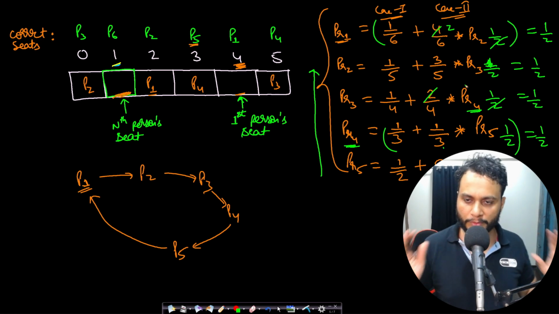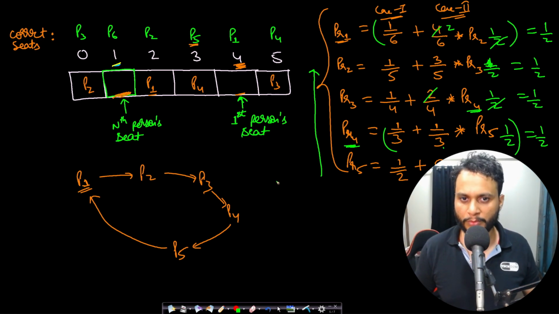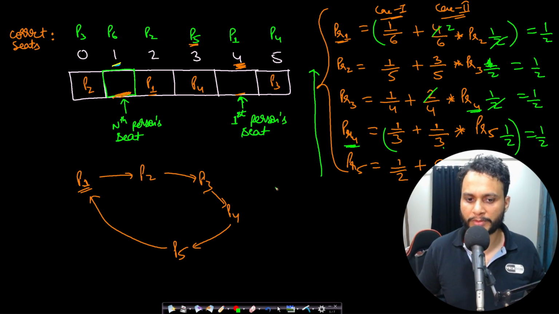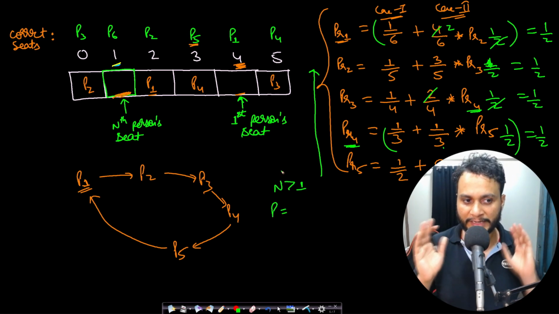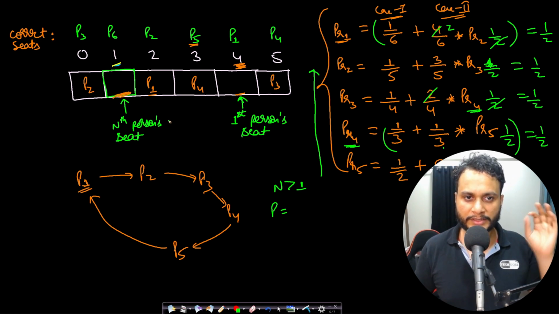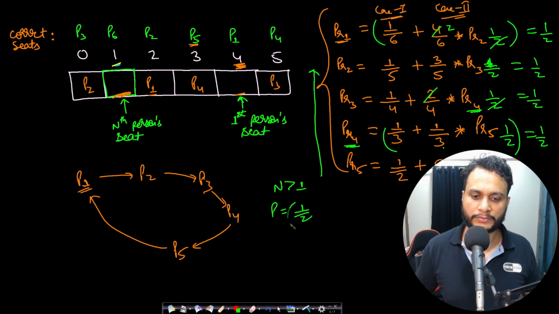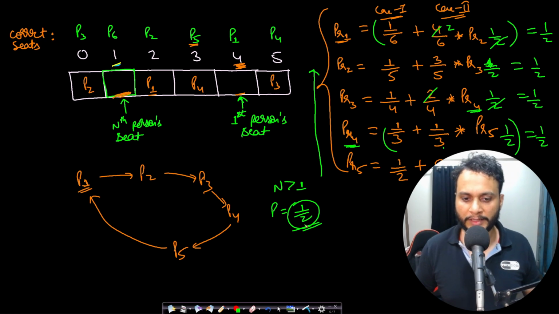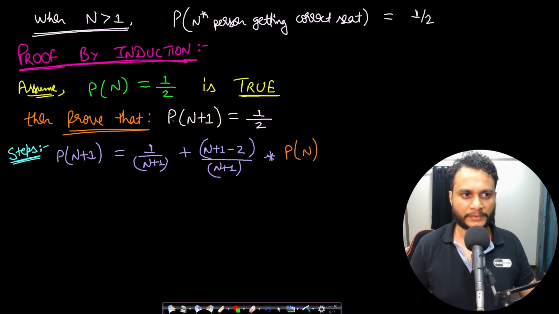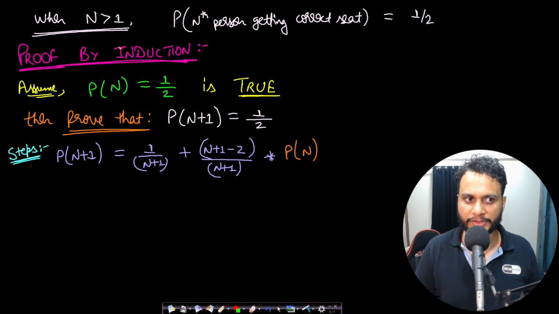So the entire probability answer is 1 by 2, and no matter what is the size of the problem, if n is greater than 1, your probability of the nth person getting to his correct seat will always be 1 by 2. Okay, that is the statement, and let's see the proof of this. Now we will be trying to prove it by induction. If you just have a single person, he will always get his correct seat. If you have more than one person, then the last person's probability of getting the correct seat will always be 1 by 2, no matter the size of the problem.